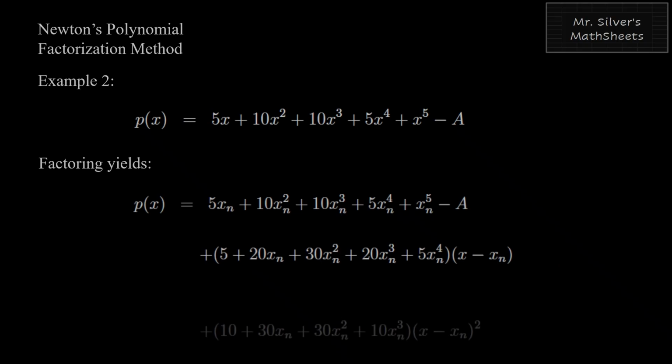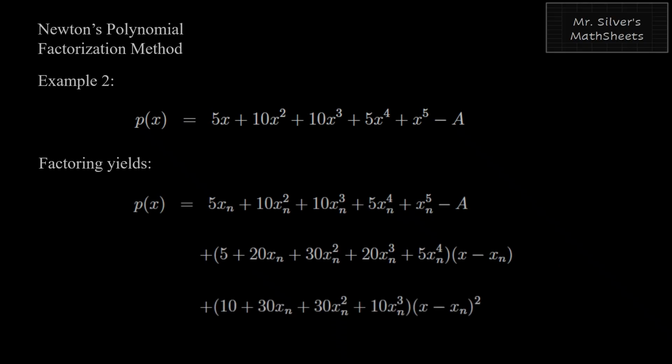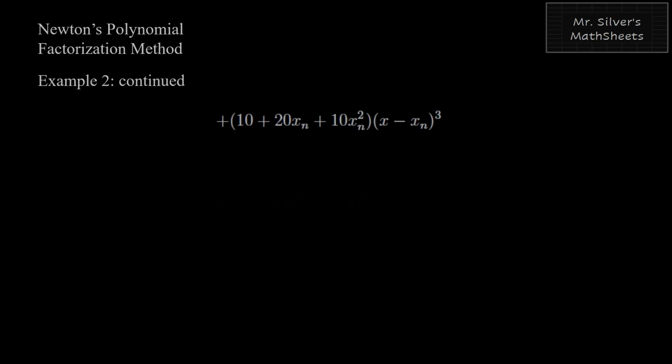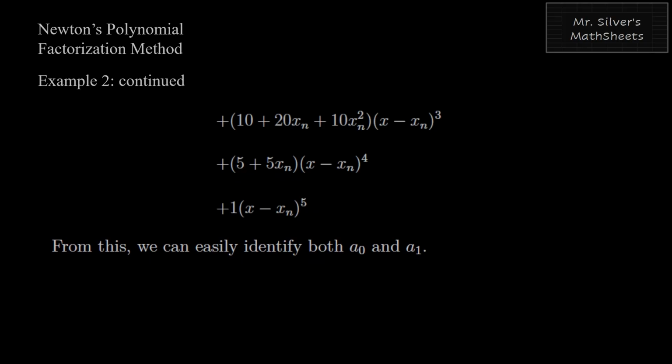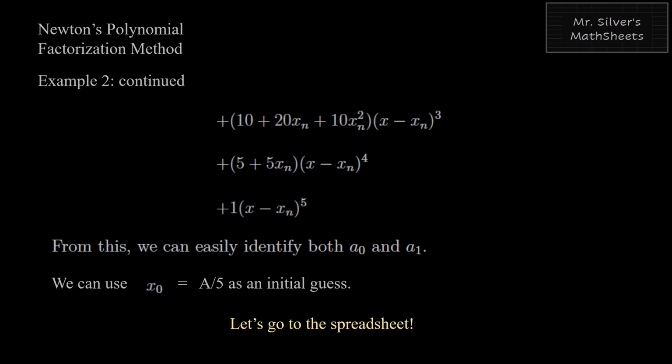So we'll show you the expansion. We'll skip a lot of steps here. You can treat this as an exercise to verify all of this. So we can use that to identify a0 and a1. We'll choose x0 equal a over 5 as the initial guess, and we'll go to the spreadsheet and see how well Newton's method works in this example as well.